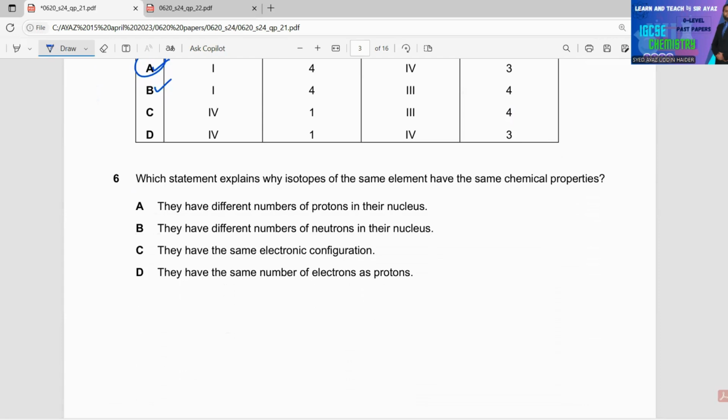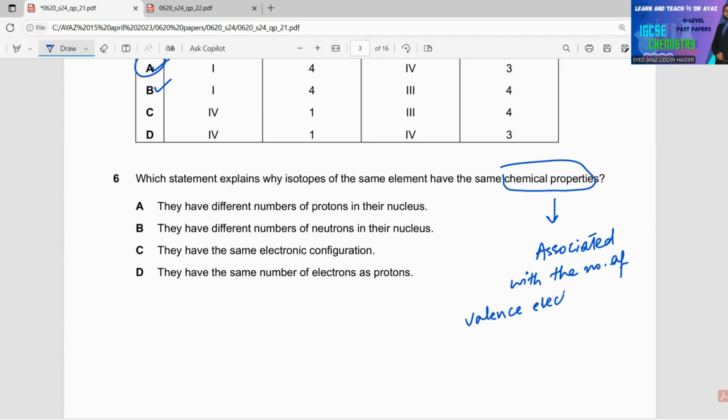Which statement explains why isotopes of the same element have the same chemical properties? Now, chemical properties are associated with the number of electrons in the valence shell, or electronic configuration.